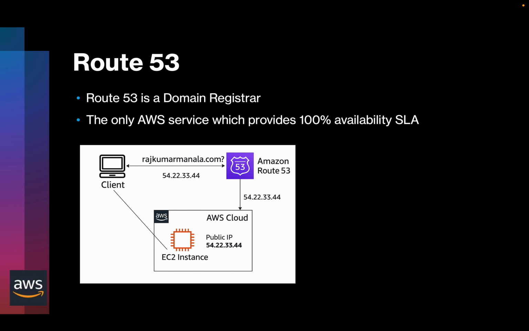Then when a client queries rajkumarmanala.com, Amazon will return 52.54.22.33.44, which is the IP address of this particular domain name. This IP address is given to the client, and the client will take that public IP address from an EC2 instance in the AWS cloud. And the only AWS service which provides a 100% availability SLA, service level agreement, is Route 53.